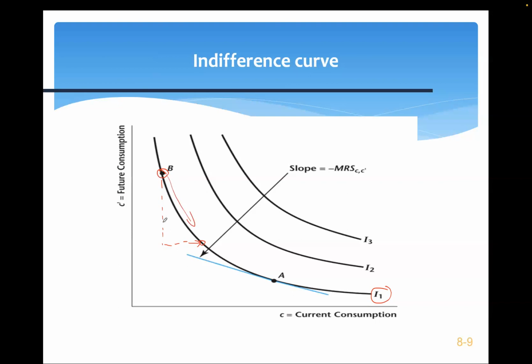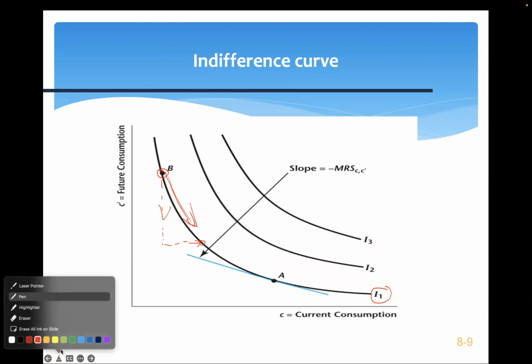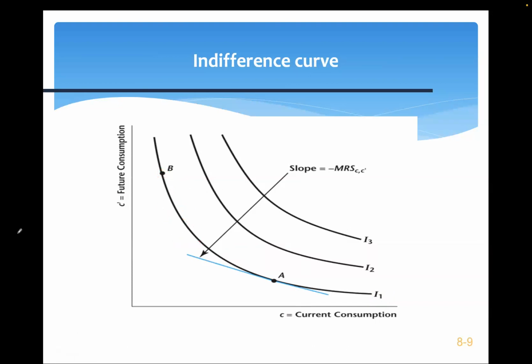That's the only possible direction. First, you go down, and then in order to make sure I have the same level of utility, it must go in this direction. These two combined mean first go down and then go to the right. So that just means the only possible direction to go along the indifference curve is this direction. So this is a downward slope. Okay, this is number one. So more is preferred to less, leading to a downward sloping indifference curve.